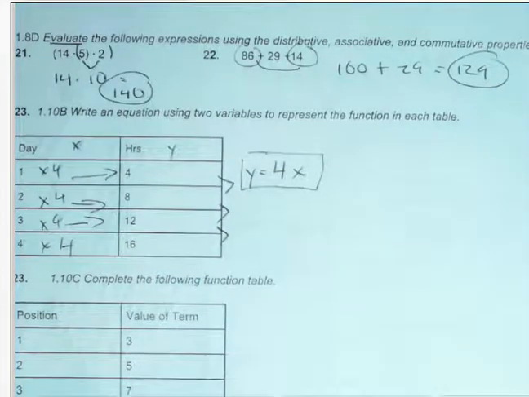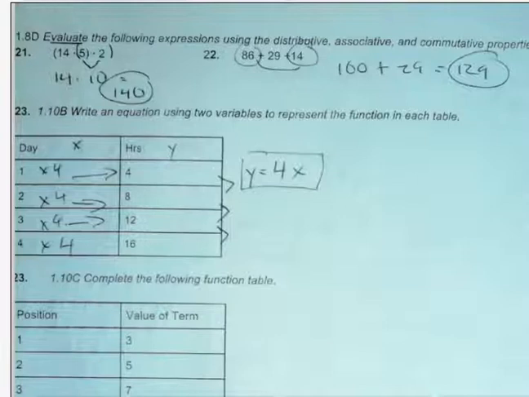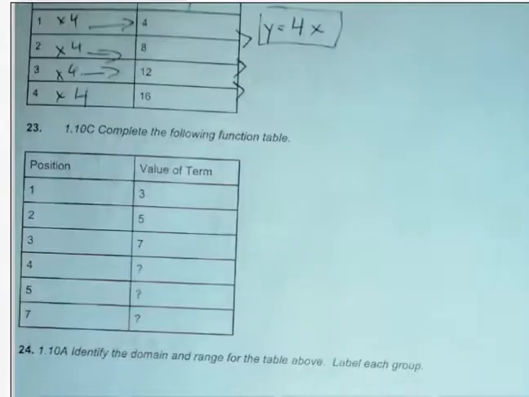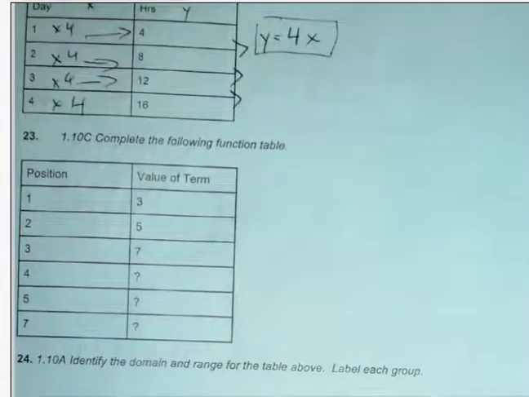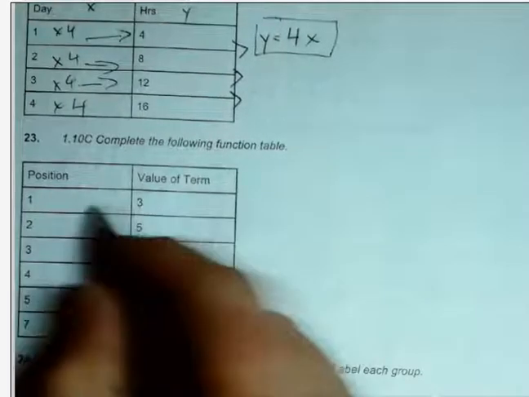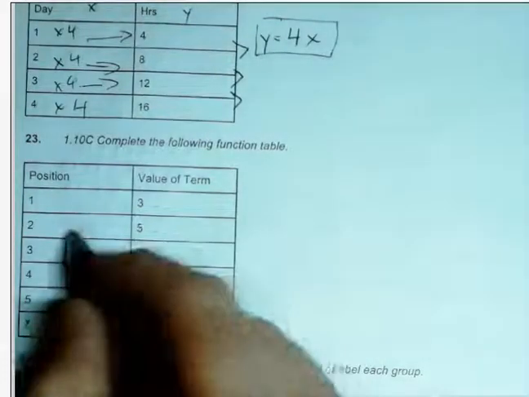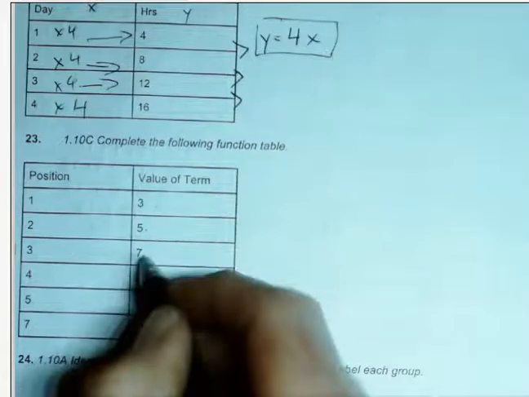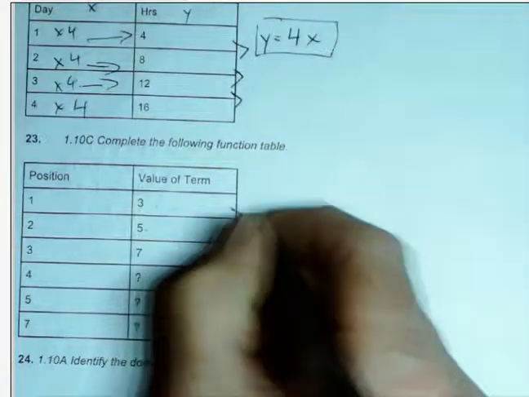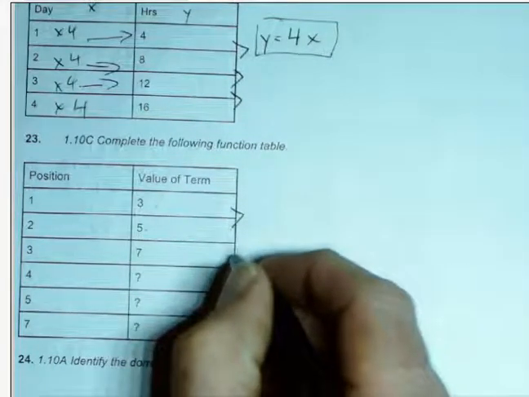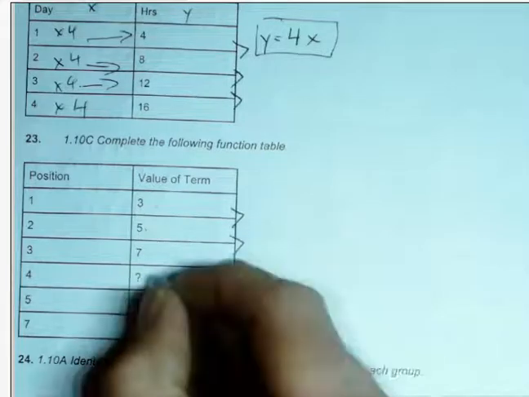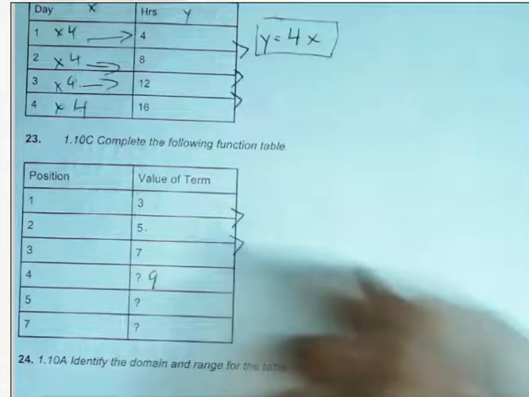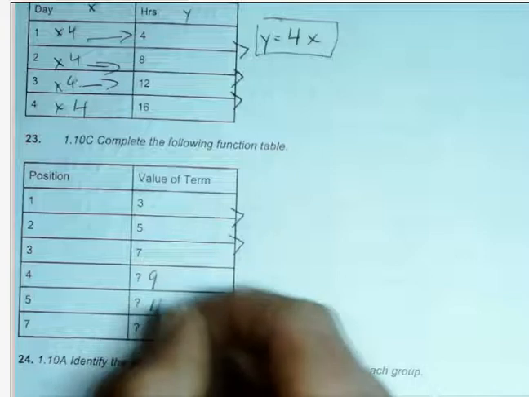So on this next table, let me slide up here a little bit. On this next table, we got to figure this out too. So now we got 1 is going to 3, 2 is to 5, 3 is to 7. Uh-oh, it looks like it's going up by 2. 5 to 7. So I'm thinking that this is 9. And that would have to be 11. And this would have to be 13.